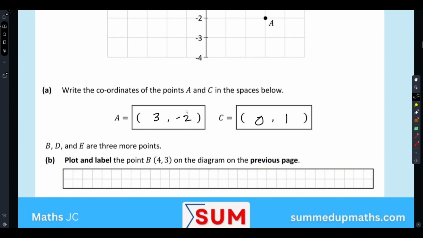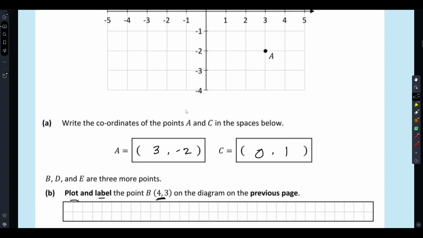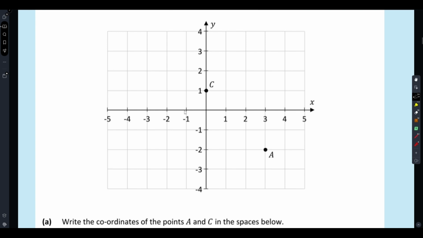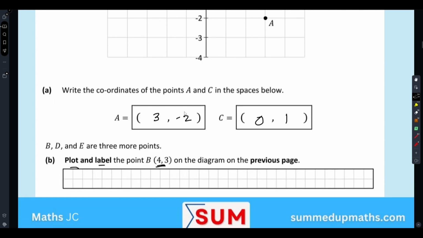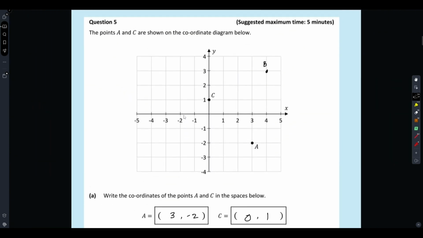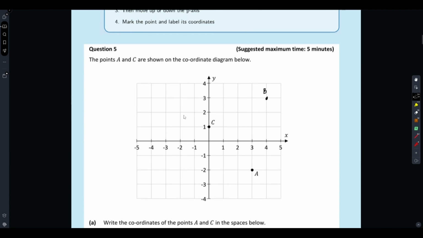If we're given coordinate points, we need to be able to write down the coordinates. Then the other thing is, they can give us a point to plot and label, and then we have to be able to do this. So where is the point 4, 3 going to be? It is going to be 4 across horizontally, and then 3 up vertically. And so we plot and label it, so we put the point B on it. This is generally the first part of the question, plotting and labeling points.